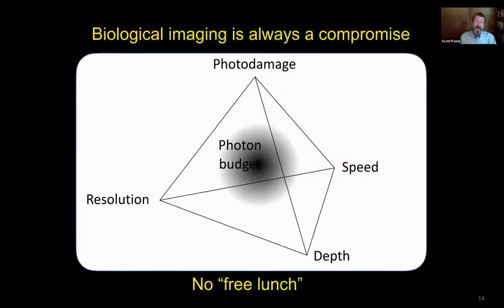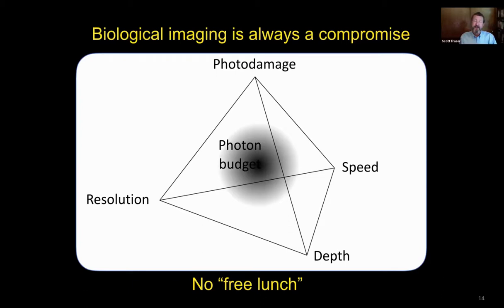Now, one thing that'll keep on coming up today is that biological imaging really has no free lunches, and we're always trying to trade off photo damage against speed, against resolution, and how deep we're going in the specimen. And so one of our limitations in any imaging study is to figure out how to get enough signal per unit time that we can image more quickly.